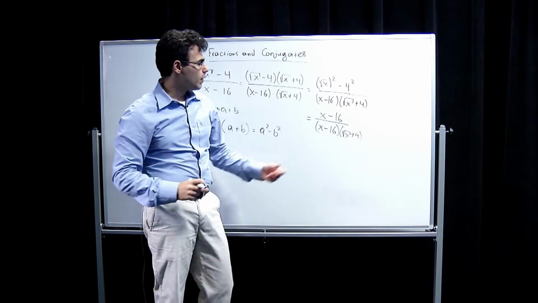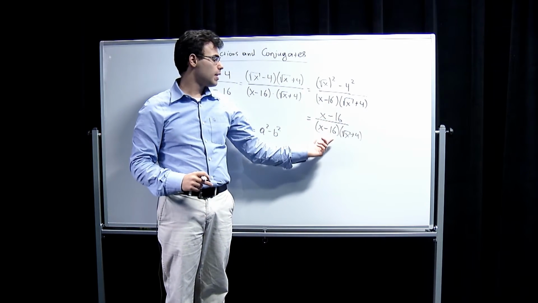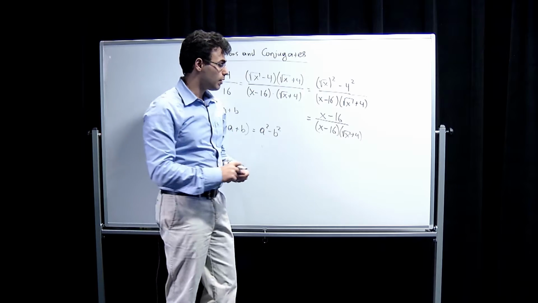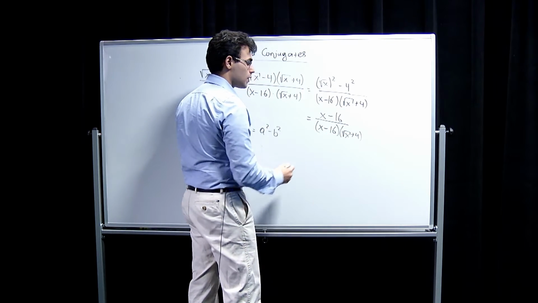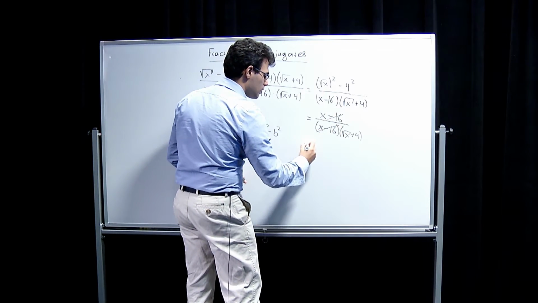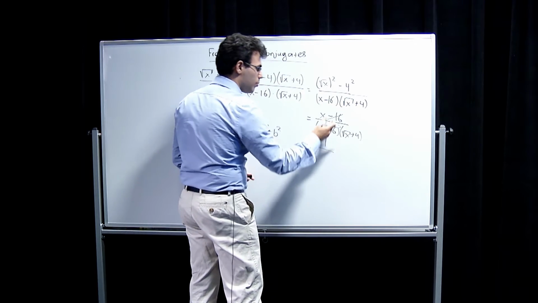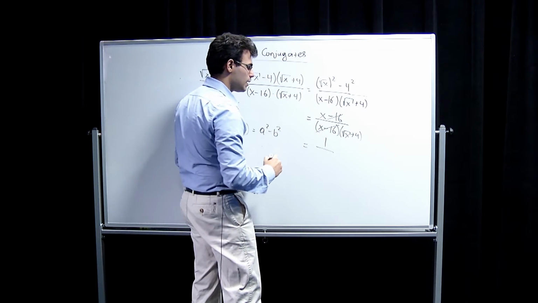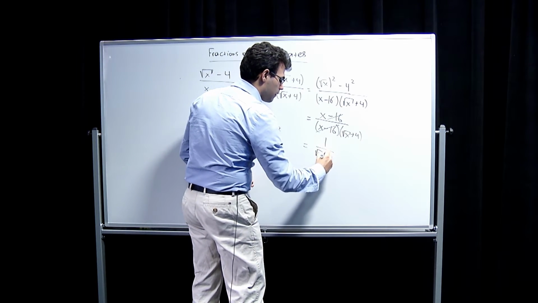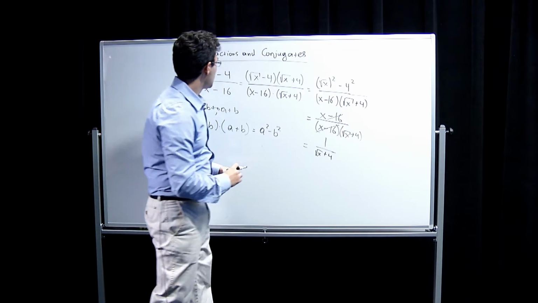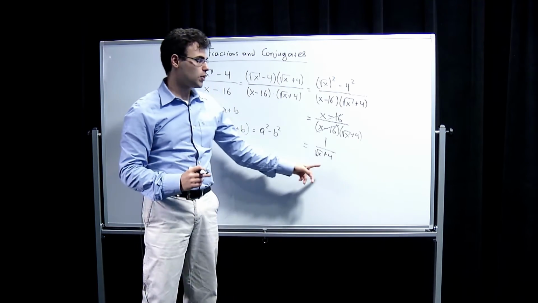Notice the following now. x minus 16 is on the top, x minus 16 is on the bottom, all right, as a factor. So you can cancel these guys out and leave a 1 on the top, since we factored out the x minus 16, and square root of x plus 4 on the bottom, all right? So this fraction can turn into that fraction.